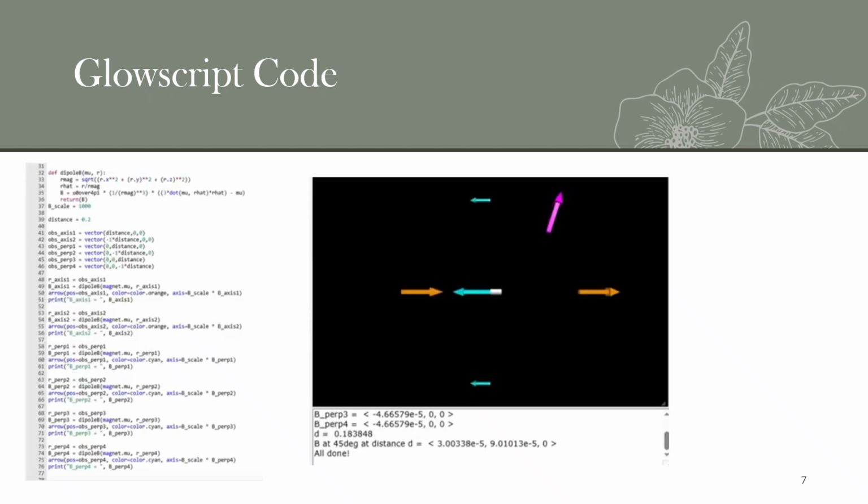And here we have our GlowScript code. So on the left, we can see all the coding that we did for finding the magnetic field at different points in relation to the magnetometer and the bar magnet. We have two locations that are on axis parallel, and we have two perpendicular ones, and then finally we have a position that is 45 degrees relative to the source of the magnetic field. So we get to see how the magnetic field behaves and interacts at many different locations in space around the magnet.